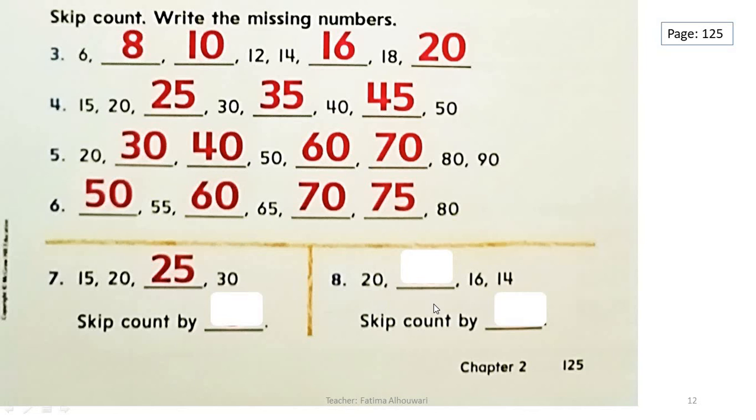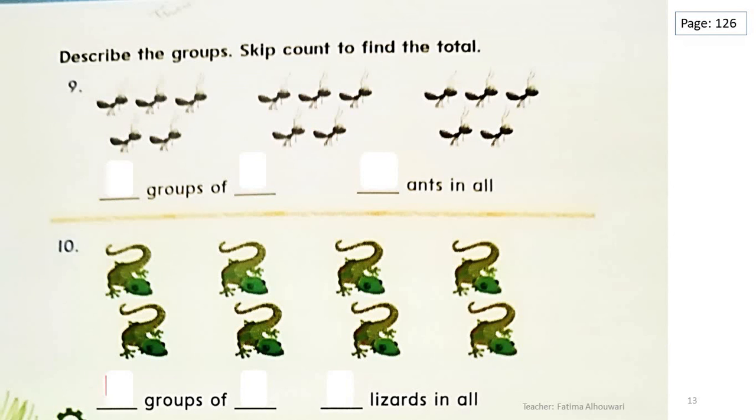Here we have 20, something, 16, and 14. Did you observe that we are skip counting here? Backward, not forward. What do you think the number is here? Can you guess? Did you say 18? If so, you are totally right, grade 2. It's 18. So we skip count by 2. Great job, grade 2. Excellent. Let's see the next one.